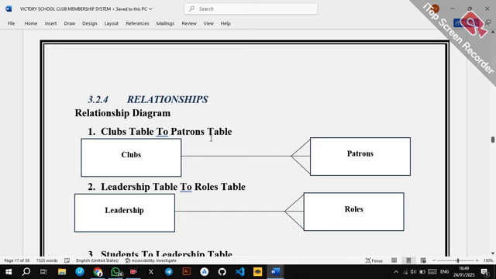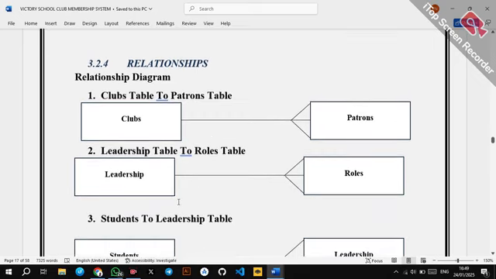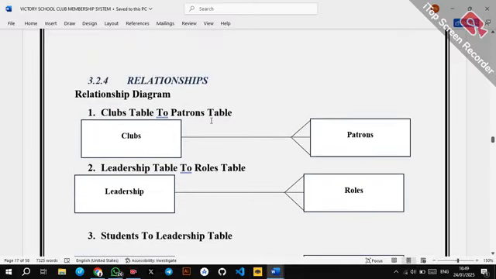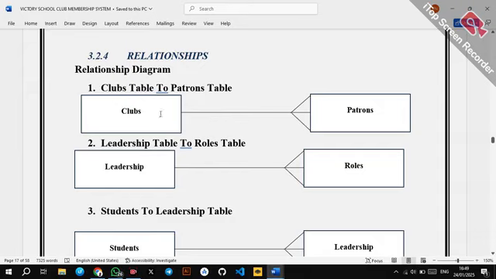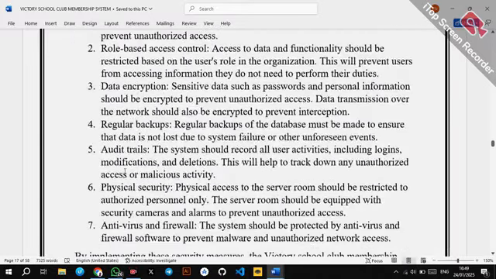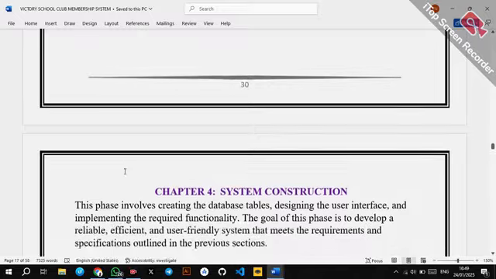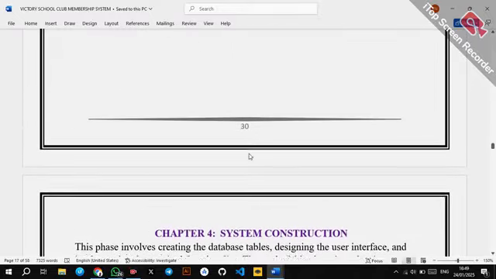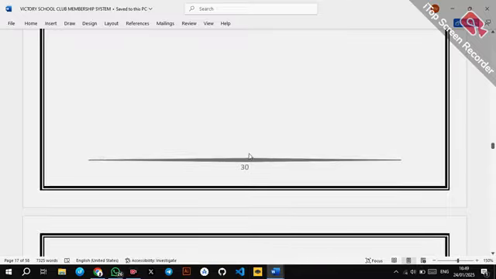Then you have relationship diagrams. We have different relationships. I talked about relationships. Here you're going to draw at least three ERDs, entity relationship diagrams. We have one-to-many relationships, majorly it is one-to-many. So after that, we are done with milestone 1. Milestone 2 is system construction. So stay tuned. I'm going to do milestone 2.